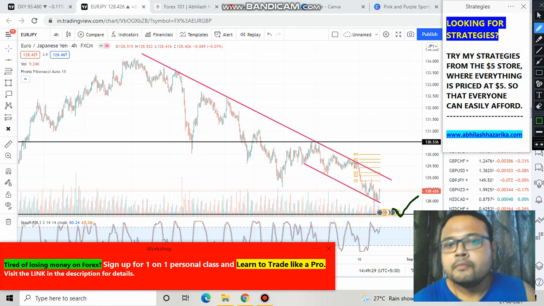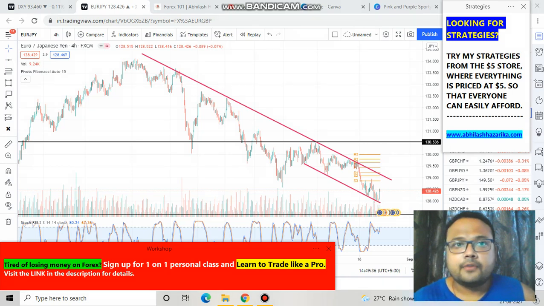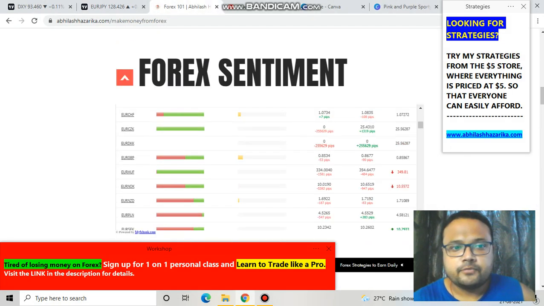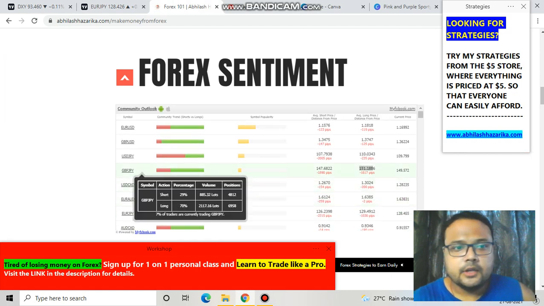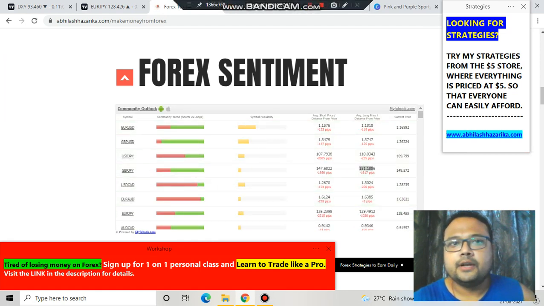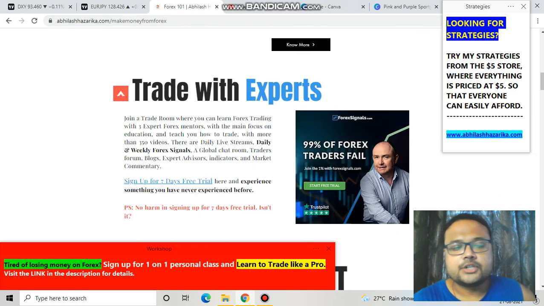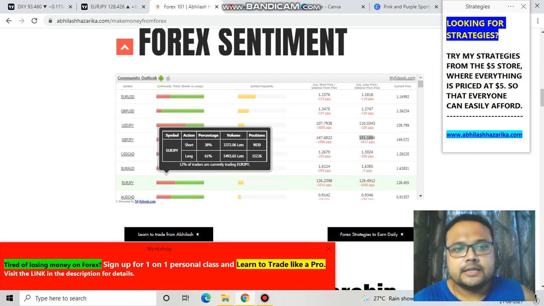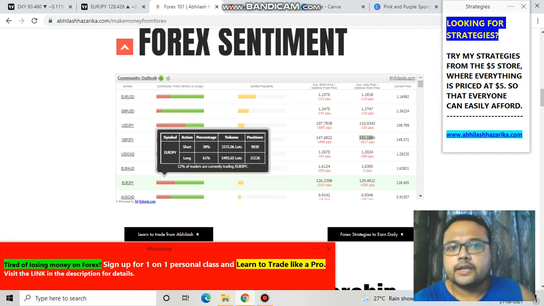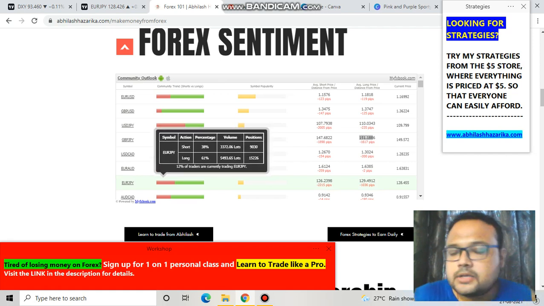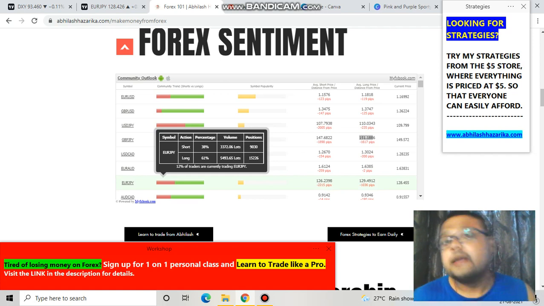Clear? So these are the four trading opportunities on the Euro JPY chart in front of us right now. And apart from this, if we go to the Forex sentiment meter, you'll find a Forex sentiment meter on my website avilashhazarika.com under the Forex 101 section. In the Forex sentiment meter, you can see that 38% of traders have taken a short position and 61% of retail traders have taken a long position. As usual, retail traders are standing against the direction of the market.